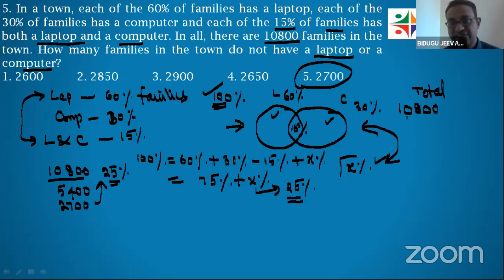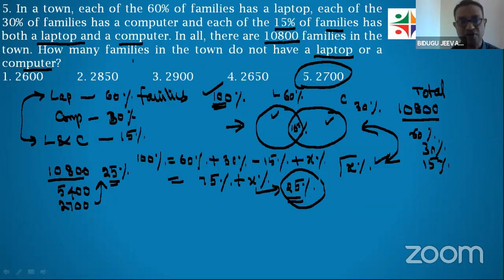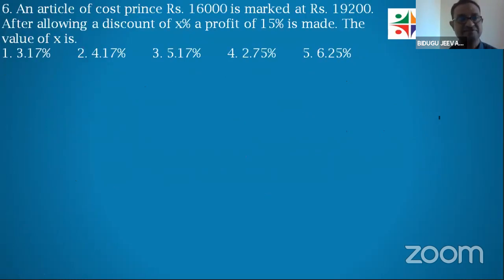So you need not take 1080 from the beginning. You need not calculate 60% from this, need not calculate 30% from these, and 50%. It's a waste of time. So ultimately, we are getting 25% of the people, those who do not have computers or laptops, that is nothing but 25% of 10800. Yes, well done. Go to the next one. Great.